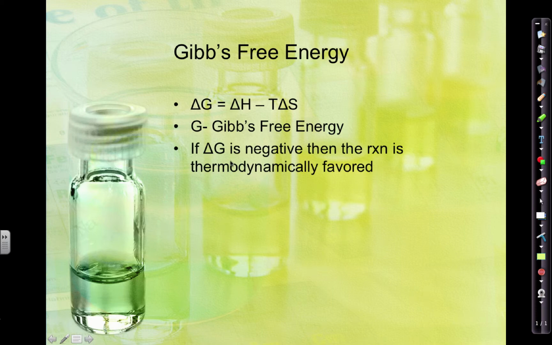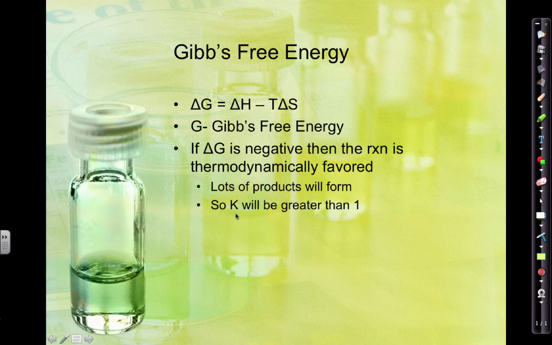If delta G is negative, the reaction is thermodynamically favored. Basically, the reaction will happen. It's spontaneous. If delta G is positive, then the reaction is not favored and is not spontaneous. It doesn't just happen. You have to make it happen. But if delta G is negative, this means that lots of products will be made because the reaction is spontaneous. It just happens. So K in equilibrium will be greater than 1. So anytime that we have a reaction and the products are favored, K, the equilibrium constant, is greater than 1.